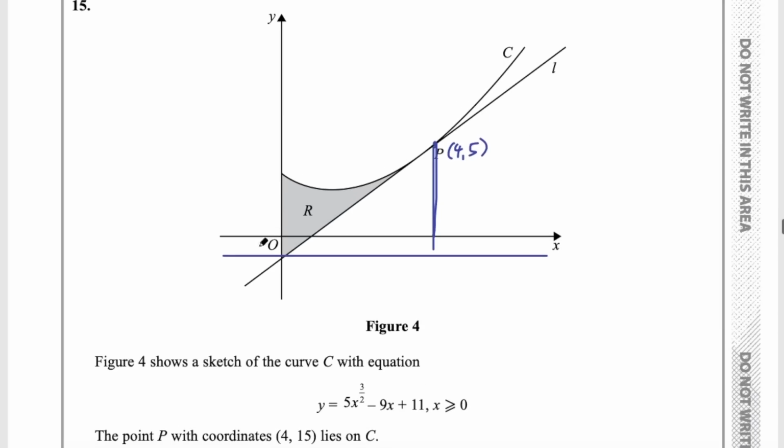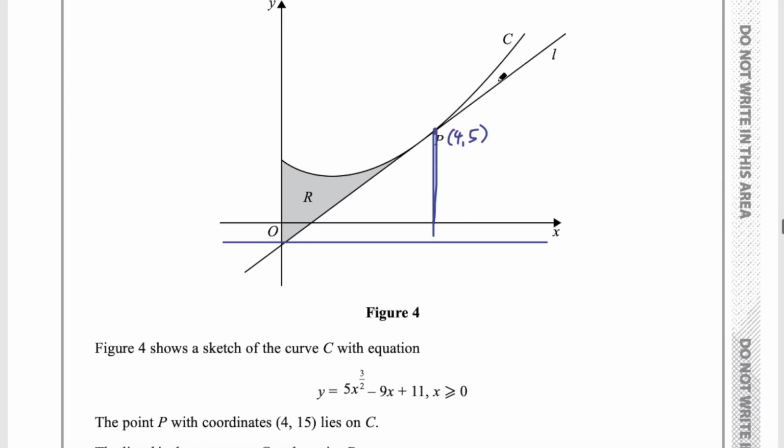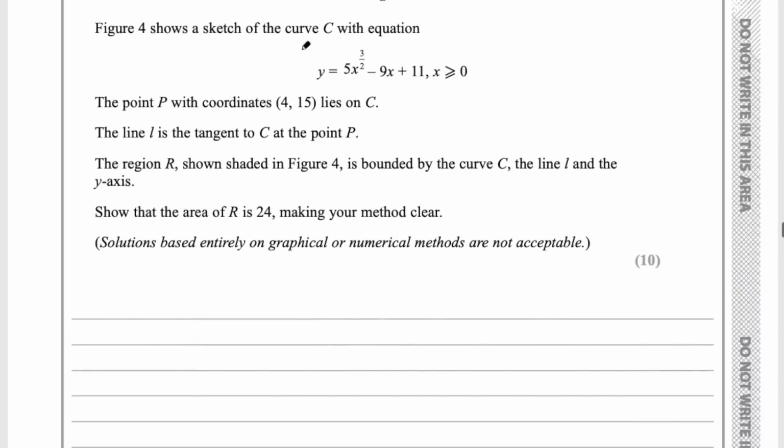So the first thing we need actually is the equation of this line. And we're told that it's a tangent to the curve C. So I can take the derivative of this equation first. That will give me the gradient of the line. Then I can find the equation in order to take the integral of it. Okay, so firstly I need the derivative of the curve C.